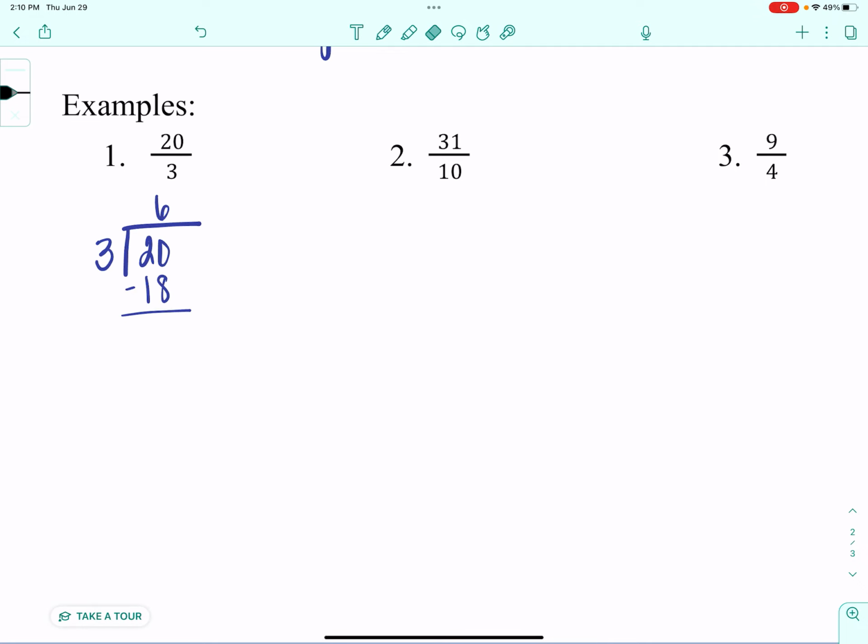If I put a 7 up here, I know 7 times 3 is 21, and that's bigger than 20, so I can't use the 7. 6 times 3 is 18. If I do 20 minus 18, I have 2 left over. Remember that these leftovers become your remainder. So our answer to 20 divided by 3 would be 6, remainder 2.